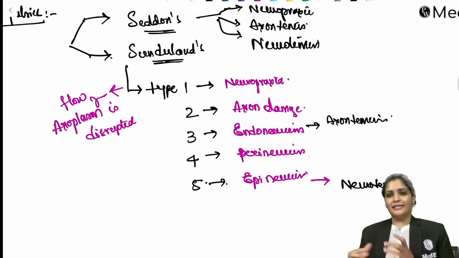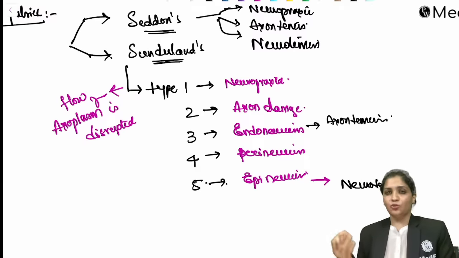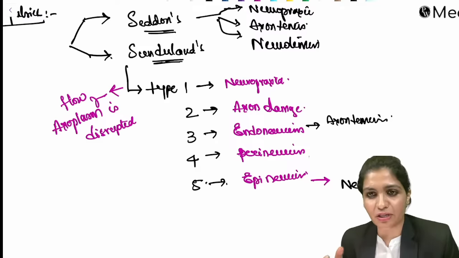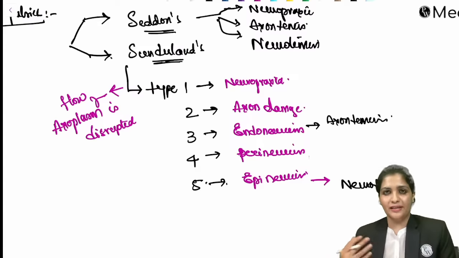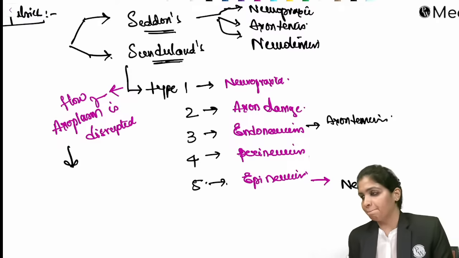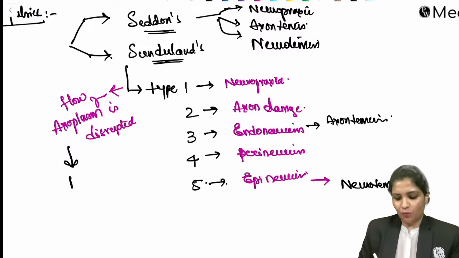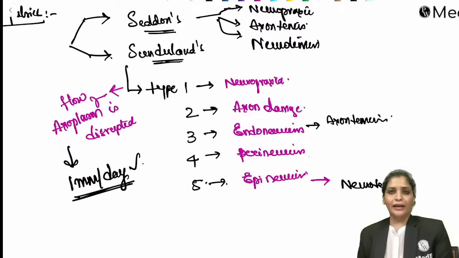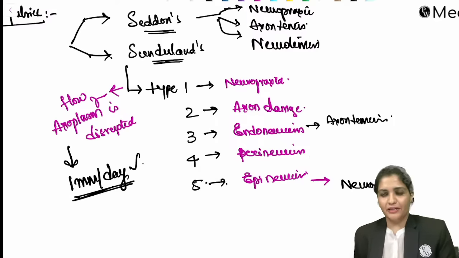So why is this classification important to us? To tell the prognosis. In neuropraxia, it is 100% recovery because it is only a concussion occurring in the axoplasm flow. As soon as the axoplasm flow is recovered, the recovery is present, right? And what is the rate of flow of axoplasm in the recovery? It is 1 mm per day, right? We will deal with the supracondylar fracture humerus, don't worry.